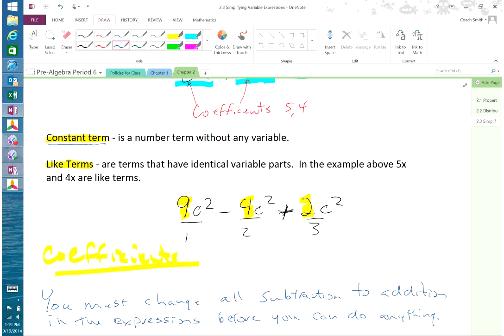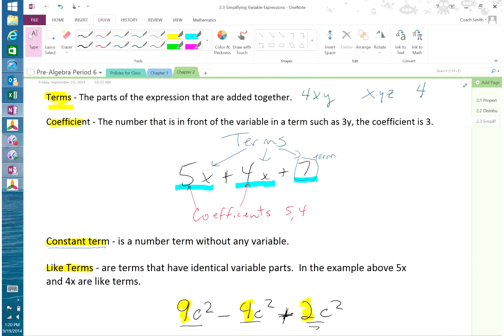So coefficients are different than constant terms. As we state up here, a coefficient is the number that is in front of the variable in a term such as 3y. The coefficient in that is 3. There is a difference. The 7 is not a coefficient. It's a constant. The coefficients are the 5 and the 4 in this problem. Okay, Copeland? Yes. Yeah.